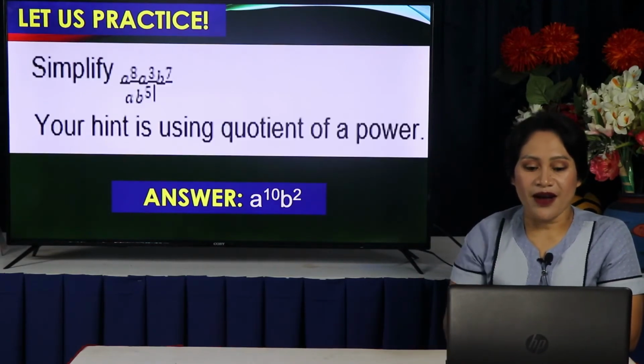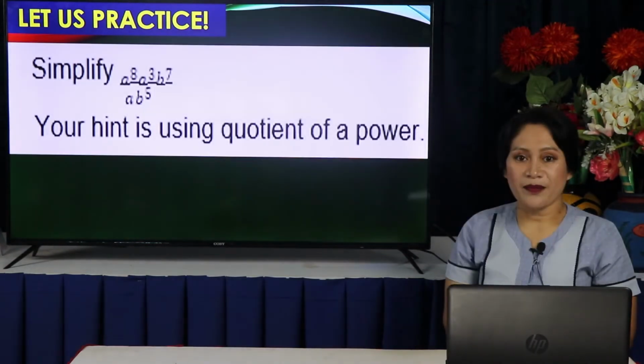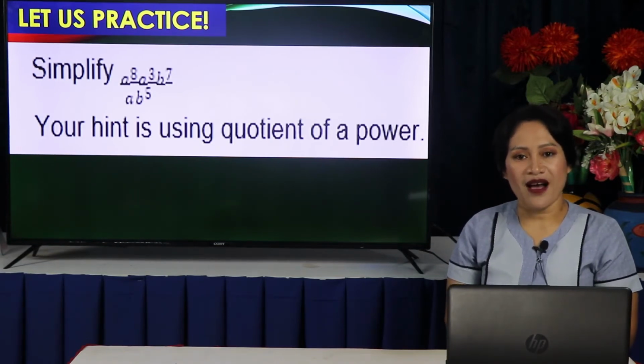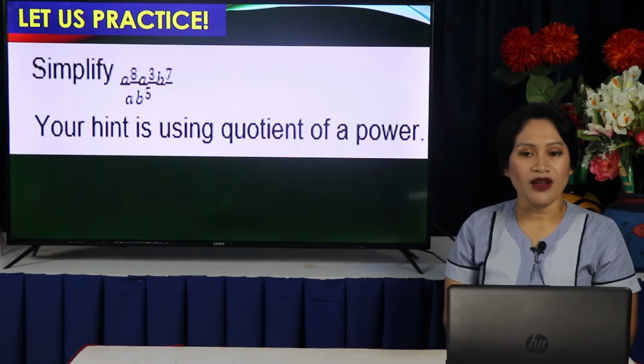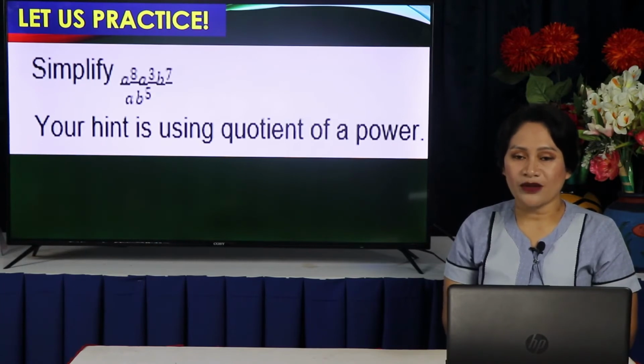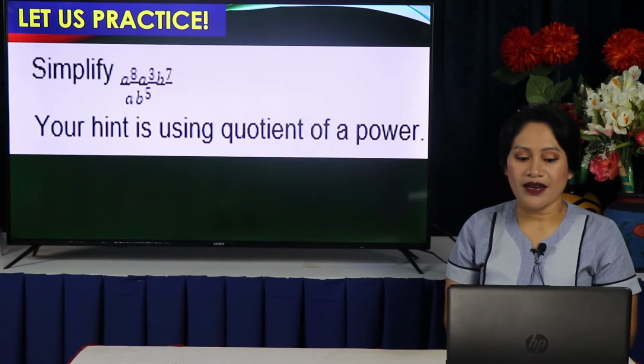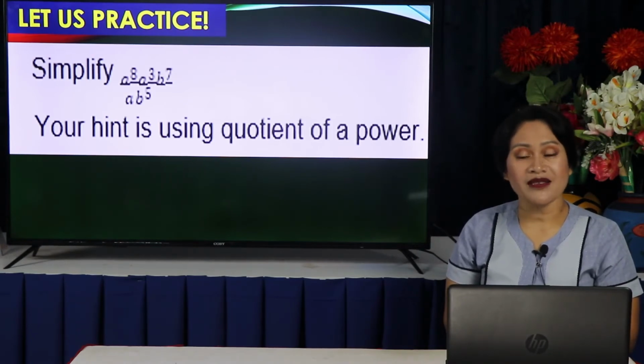Let's proceed to item number 2. Simplify a to the power of 8, a to the power of 3, b to the power of 7, all over a, b to the power of 5. I repeat, simplify a to the power of 8, a to the power of 3, b to the power of 7, all over a, b to the power of 5. Now your hint is to use the quotient of a power. Your time starts now.